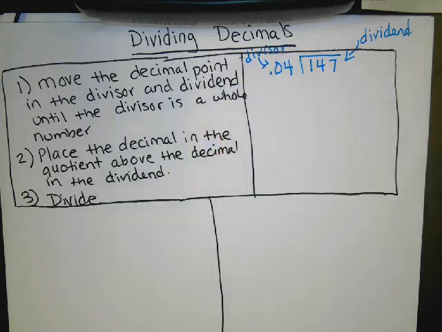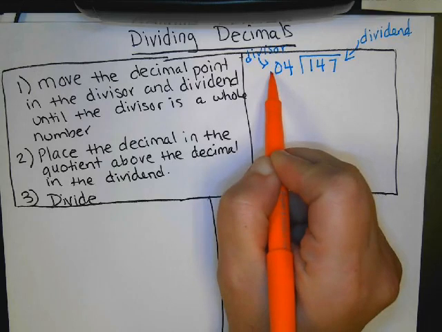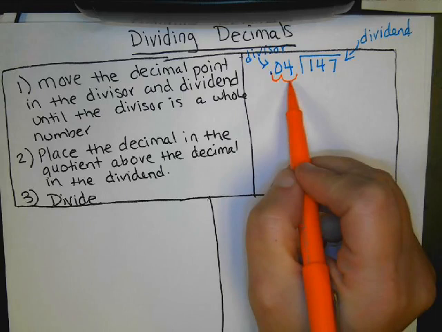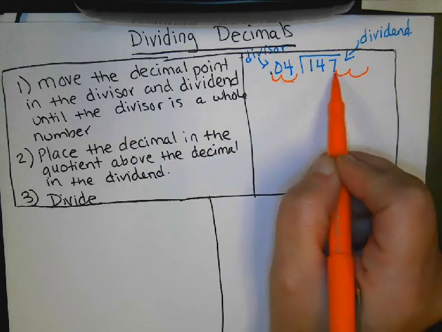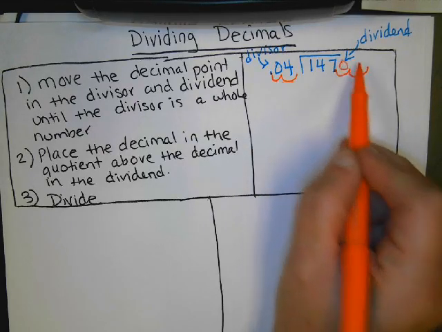So our first step says move the decimal point in the divisor and the dividend until the divisor is a whole number. So we need to make 0.04 a whole number. To do that, we need to move it 2 times. But if we move it twice on the inside, we got to move it twice on the outside. Remember, in a whole number, the decimal's there. And where we have blanks, we fill in with zeros.